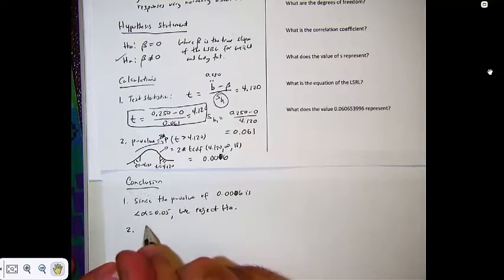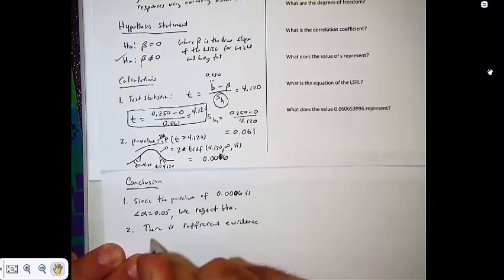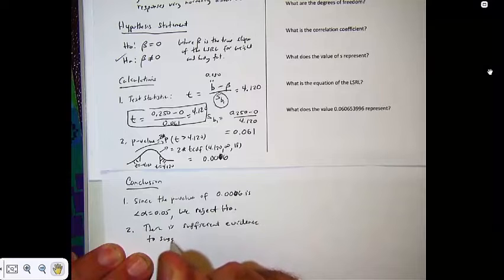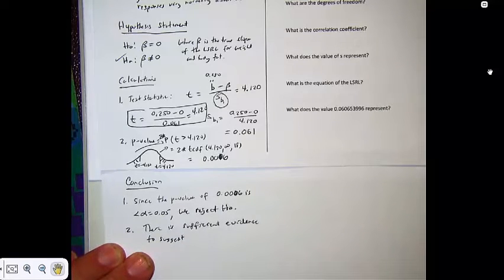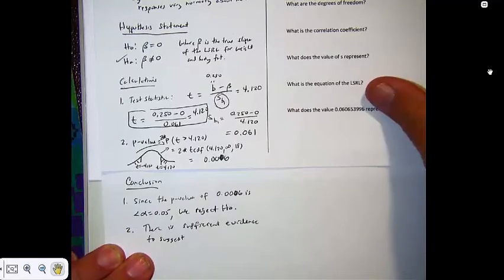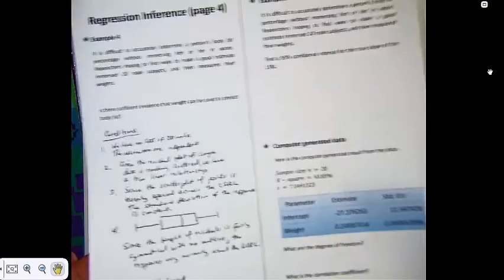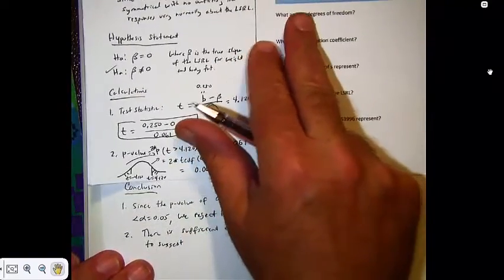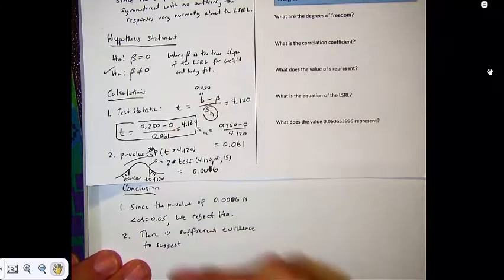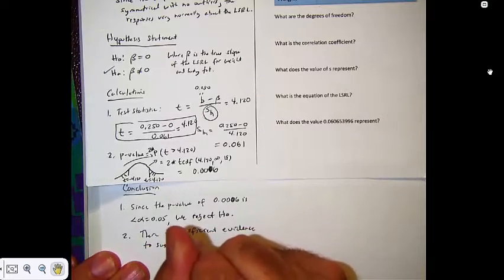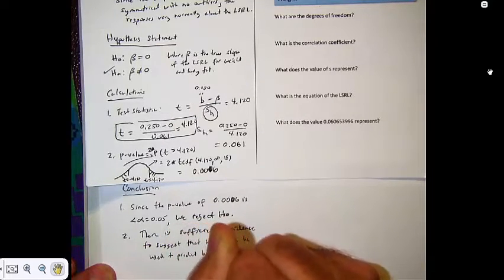We reject H0. There is sufficient evidence to suggest that beta is not equal to 0. In other words, we do have a linear relationship. And go ahead and answer it exactly like they asked it. Is there sufficient evidence that weight can be used to predict body fat? There is sufficient evidence to suggest that weight can be used to predict body fat.